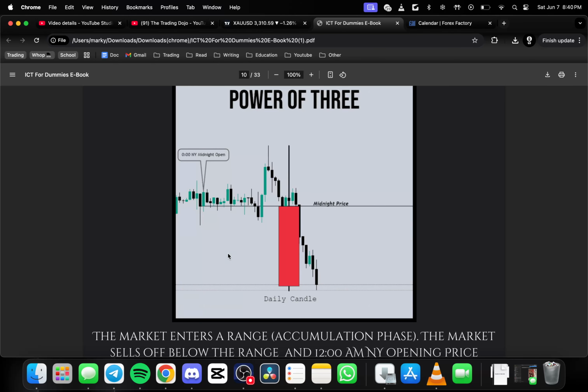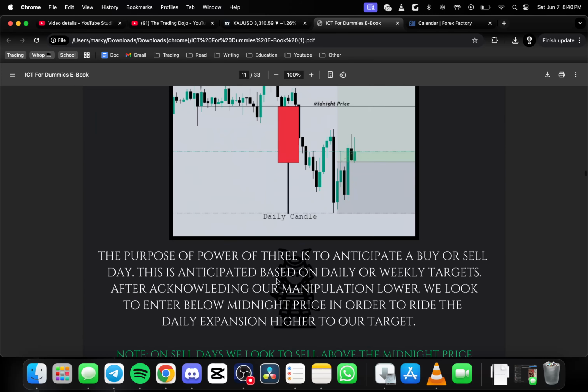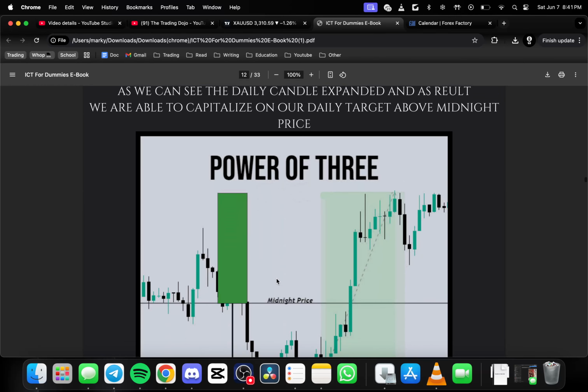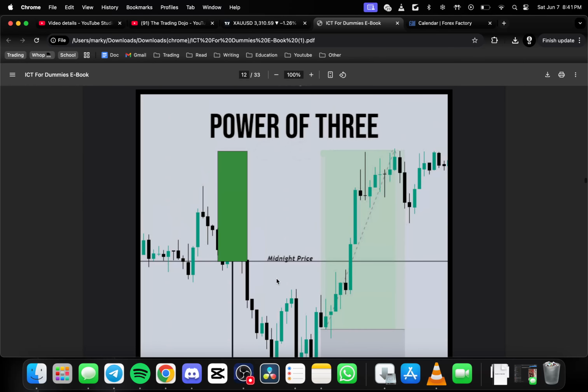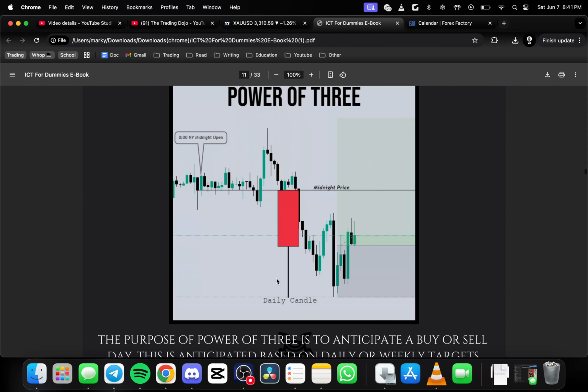So once I began to understand that the market operates in these three stages, I began to dive in a little deeper and try to figure out how I can capitalize on this third stage, which is the expansion. And one of those things that I also used was that model, right? The entry model. Another thing for daily bias is making sure that you use the daily candle.